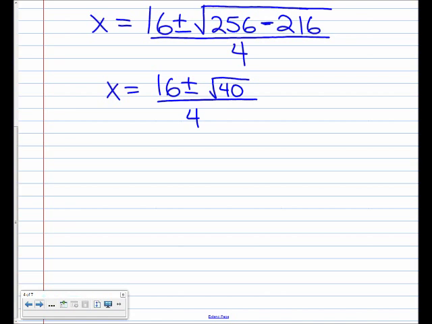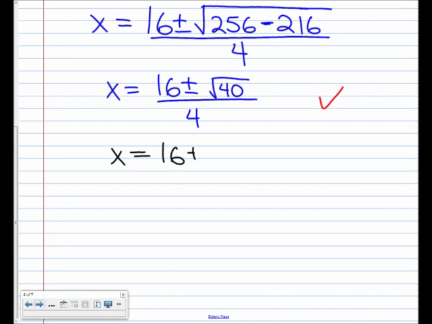So again, I am done. This is it. That is the answer. However, because I can simplify the square root of 40, that's not the simplified answer that I'm going to look for. But in terms of if I plug this into my calculator, I would get the two numbers that make this quadratic become 0. So again, now it's just going to be simplifying.